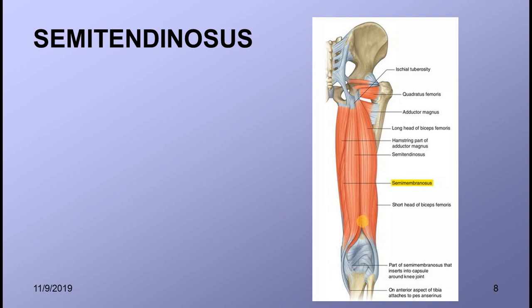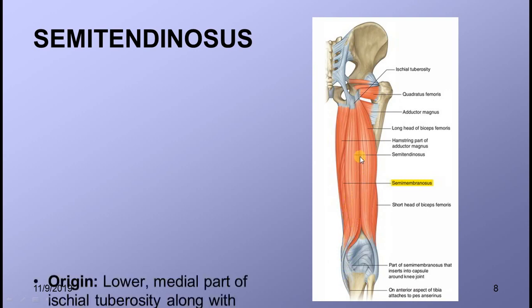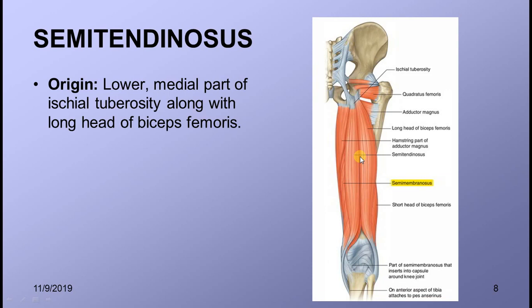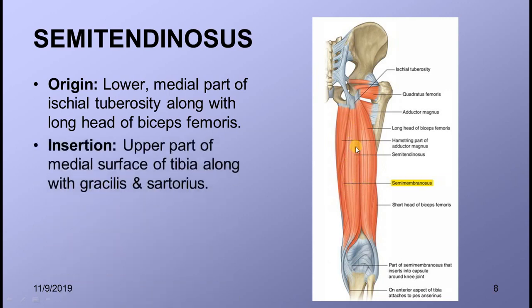The next muscle you see here is the semitendinosus muscle. It has a long tendon. Half of the muscle is tendinous, that's why it's called semitendinosus. We saw that semimembranosus arises from the upper lateral part of the quadrilateral region; here it is the lower medial part of the quadrilateral region of the ischial tuberosity. It arises in common with the long head of biceps, semitendinosus and long head of biceps. Insertion is again into the upper medial surface of the tibia along with the gracilis and sartorius muscles.